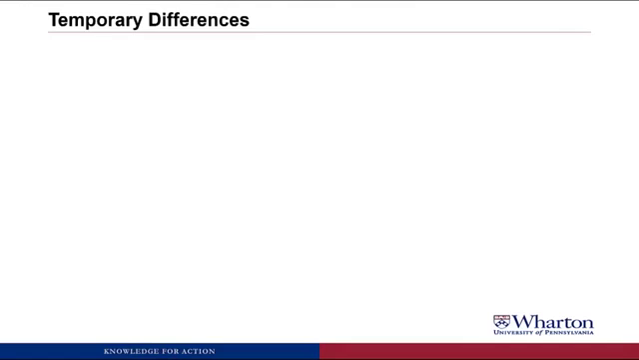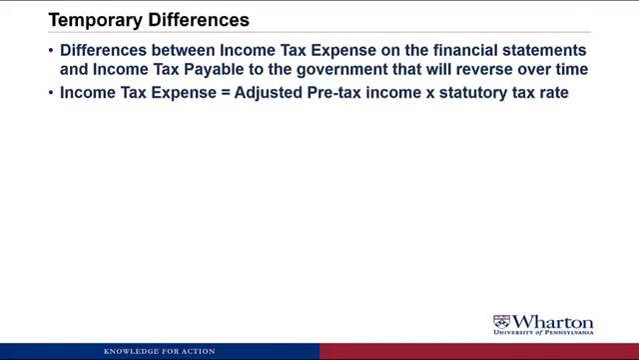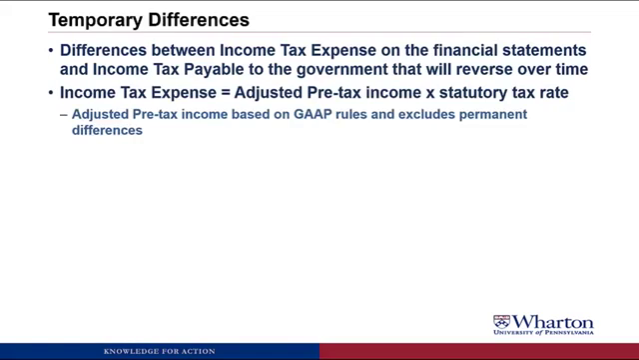Before we jump into how temporary differences work, I want to quickly review some of the terminology. So remember, temporary differences are differences between income tax expense on the financial statements or the books and income tax payable to the government that reverse over time. So remember, income tax expense is adjusted pre-tax income times the statutory tax rate, where adjusted pre-tax income is based on GAAP rules or IFRS rules and excludes permanent differences.